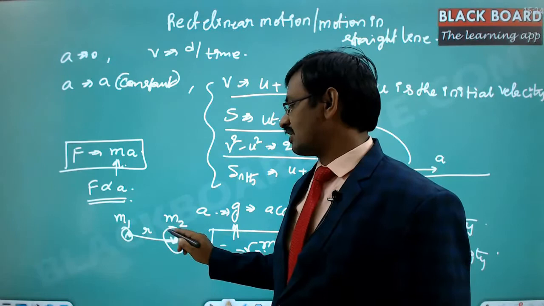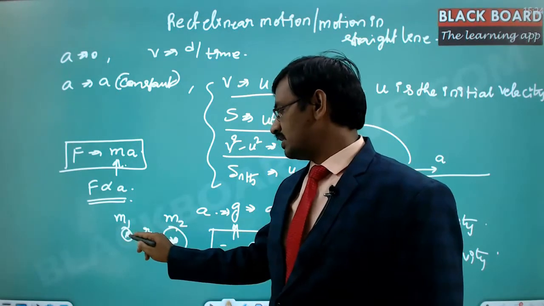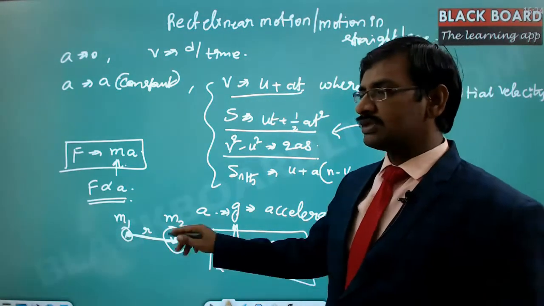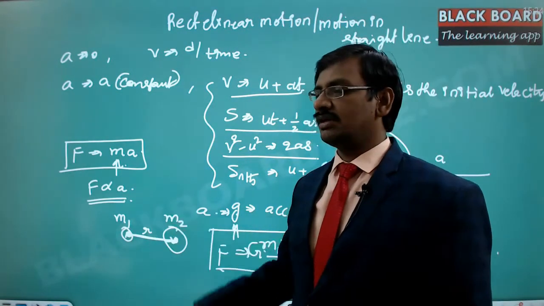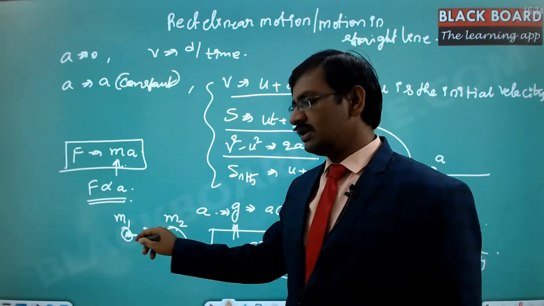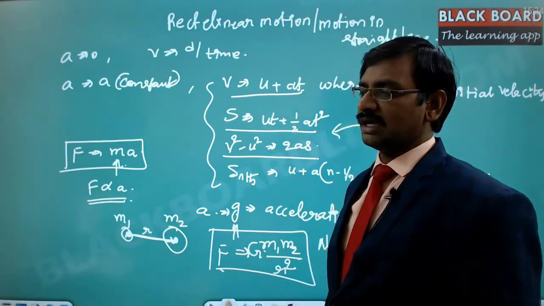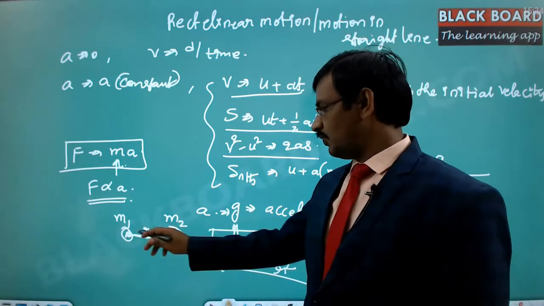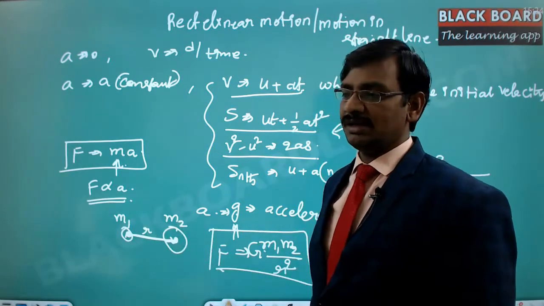So this is the center of mass and this is the center of mass. If you draw a line from the center of mass of those two blocks, the force is always acting along this line. That is the second point. So there is a force between them, and the force is always on the line joining the centers of mass.